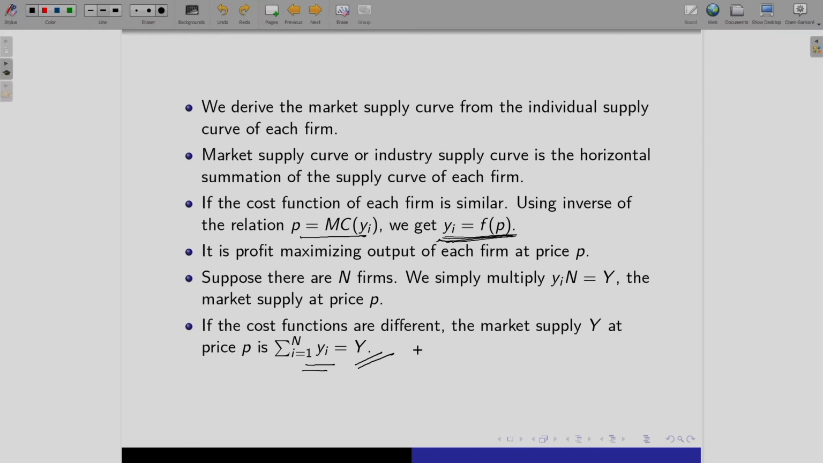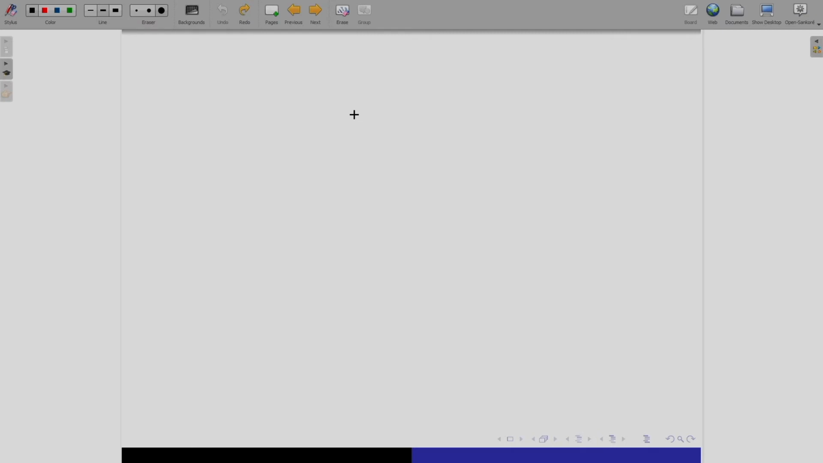If suppose these firms are similar, then this Y is going to be the same if the cost functions are the same. So we simply do Yi times N, the market output. N is the total number of firms present in the market, and this is common knowledge. Okay, everyone knows about this, all the firms. So we get this is the market supply. So here what do we do? How do we get this?